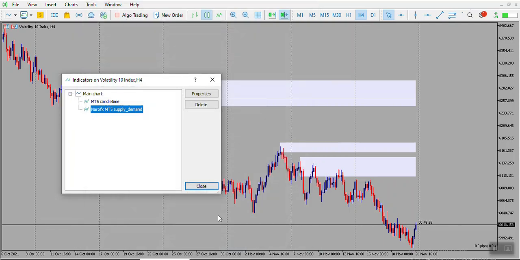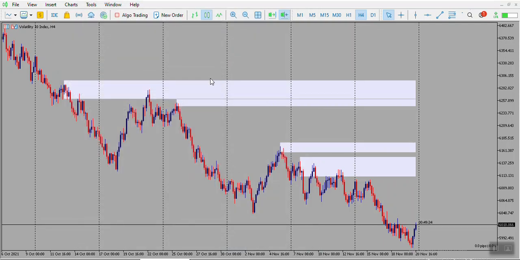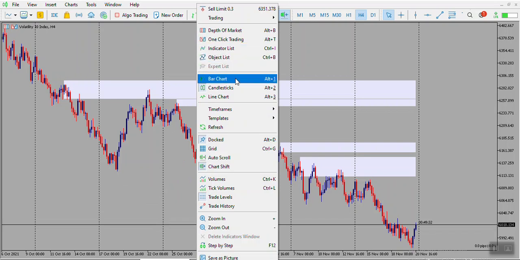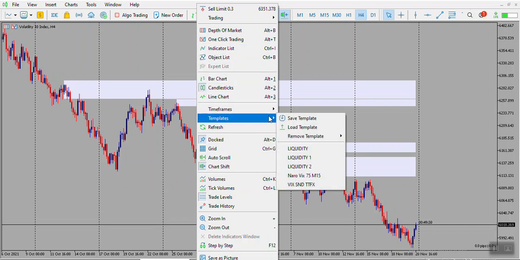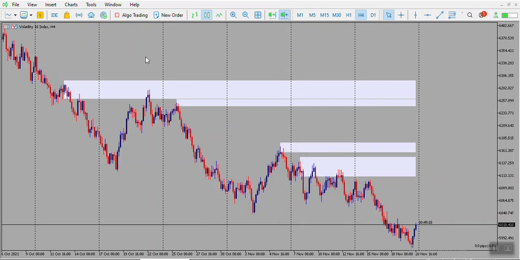If you are not going to be adding it manually, you are also going to see this VIX, S and D, this volatility, supply and demand, TTFX. This is the name of the template for this strategy. Alright, so let's get started.